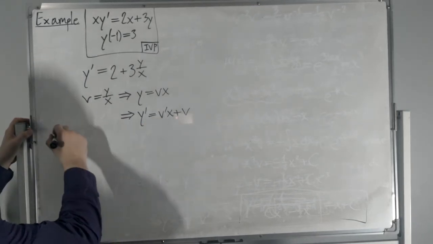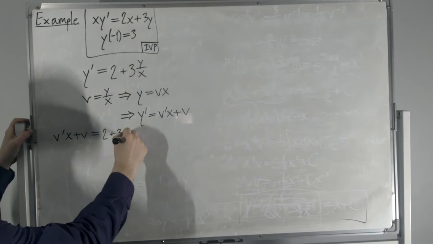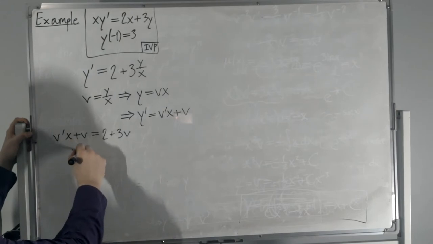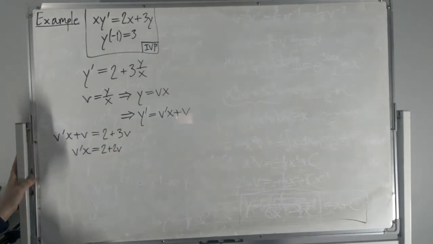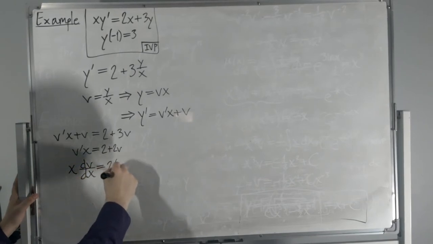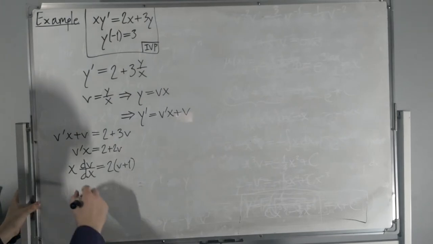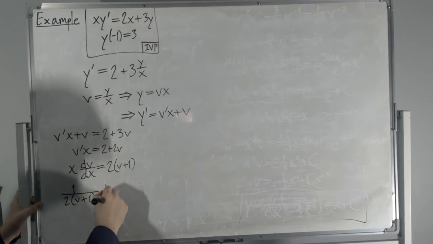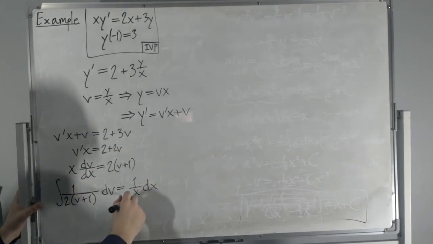So this ODE gets rewritten as v prime x plus v equals 2 plus 3v. Subtract v from both sides, we get v prime x equals 2 plus 2v. And then that's separable. This is x dv dx equals 2v plus 1. You separate variables, so we get 1 over 2v plus 1 dv equals 1 over x dx. And these are integrals.